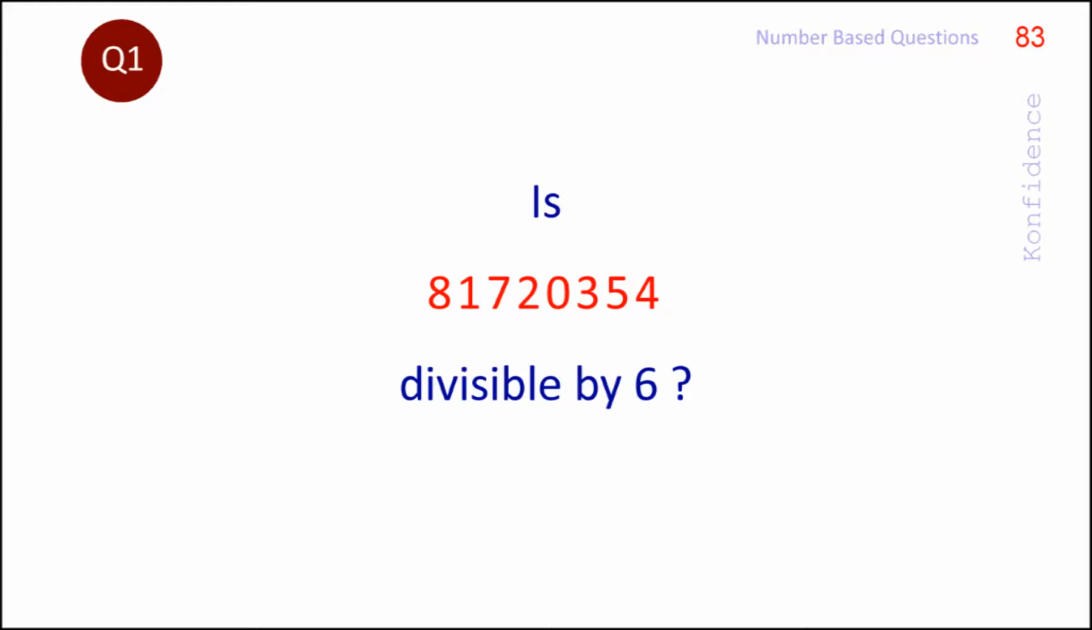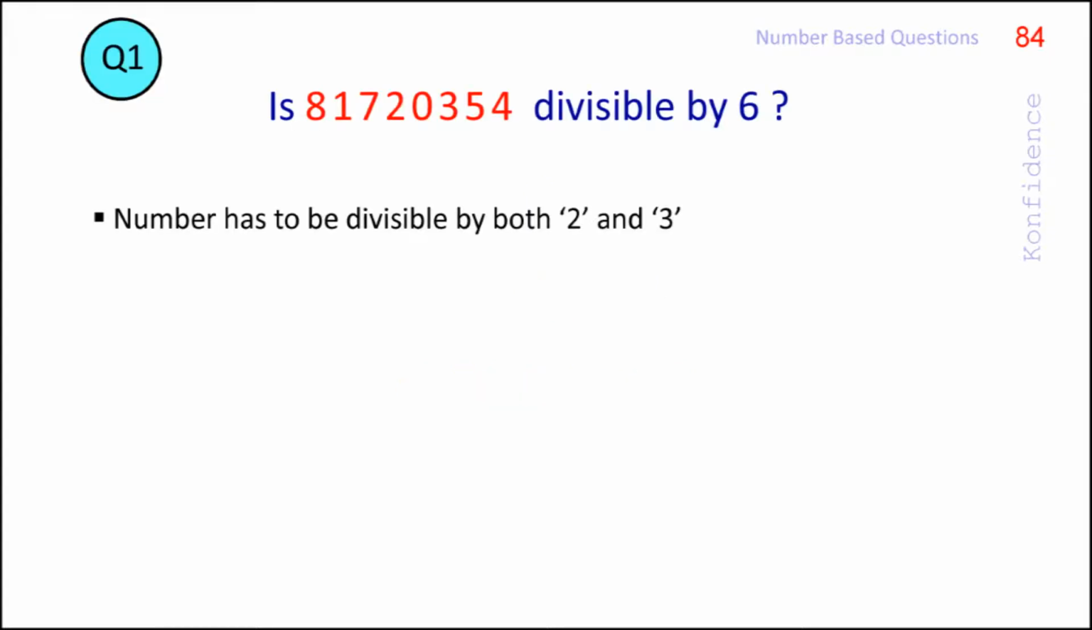Is the number 81720354, or 8,17,20,354, divisible by 6? That is the question. As you would have seen in the divisibility rules, for a number to be divisible by 6, it has to be divisible by both 2 and 3.